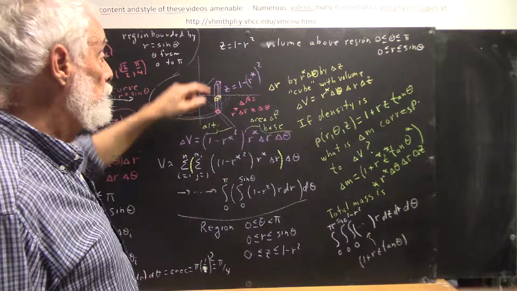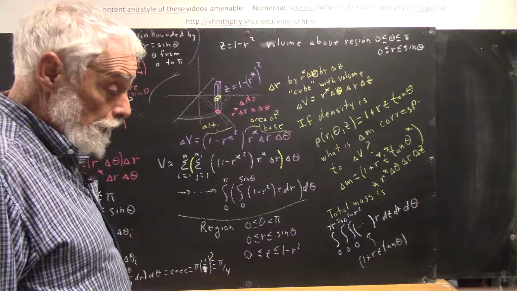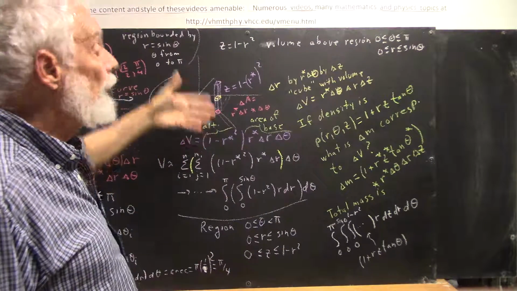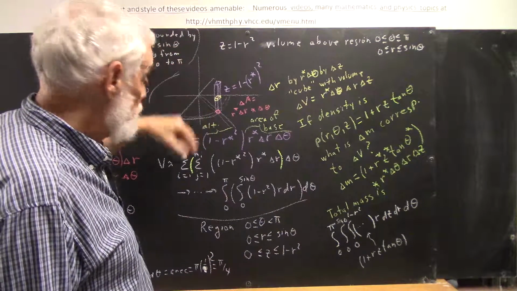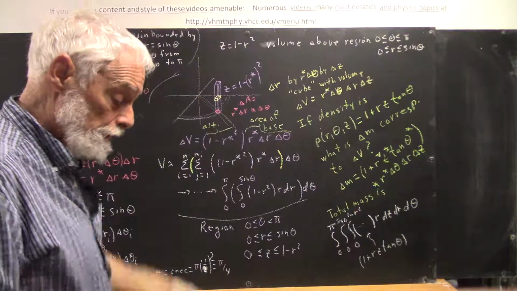It isn't necessary to do that breakdown to find the volume of this region, but for example, if we have varying density and we want to find the mass of the region, we're going to have to take into account how the density varies with respect to z, and we're going to need this little box.